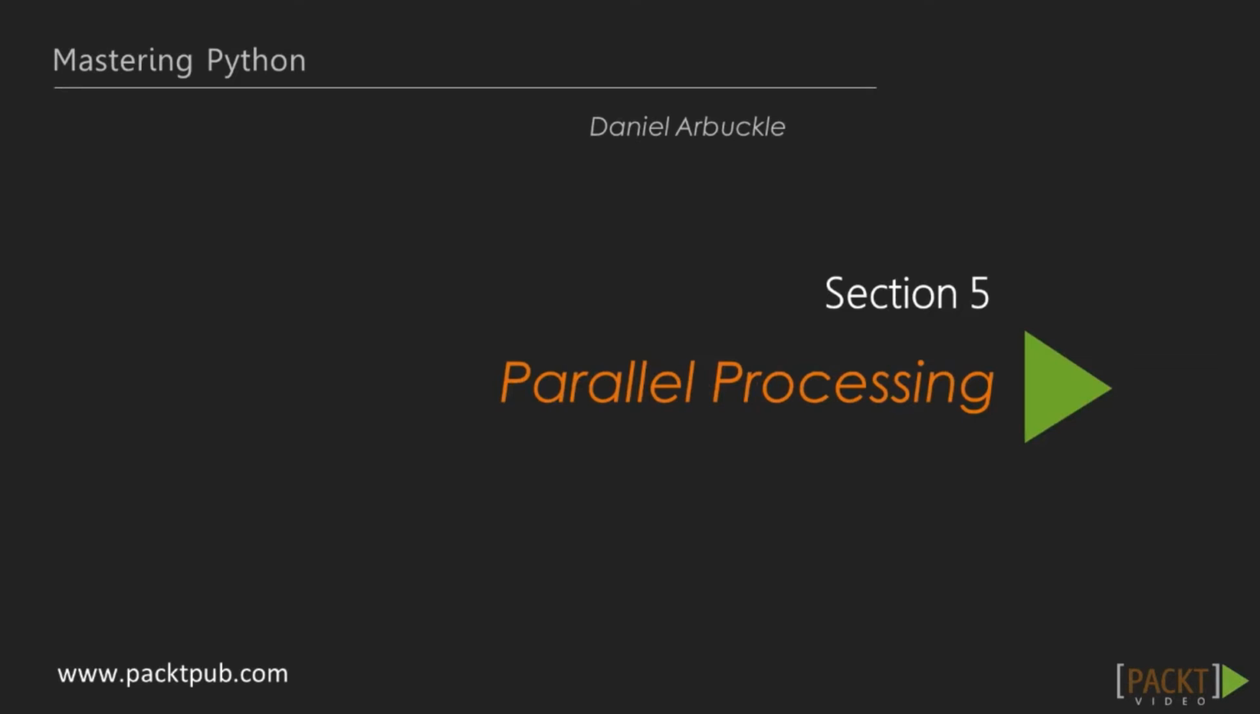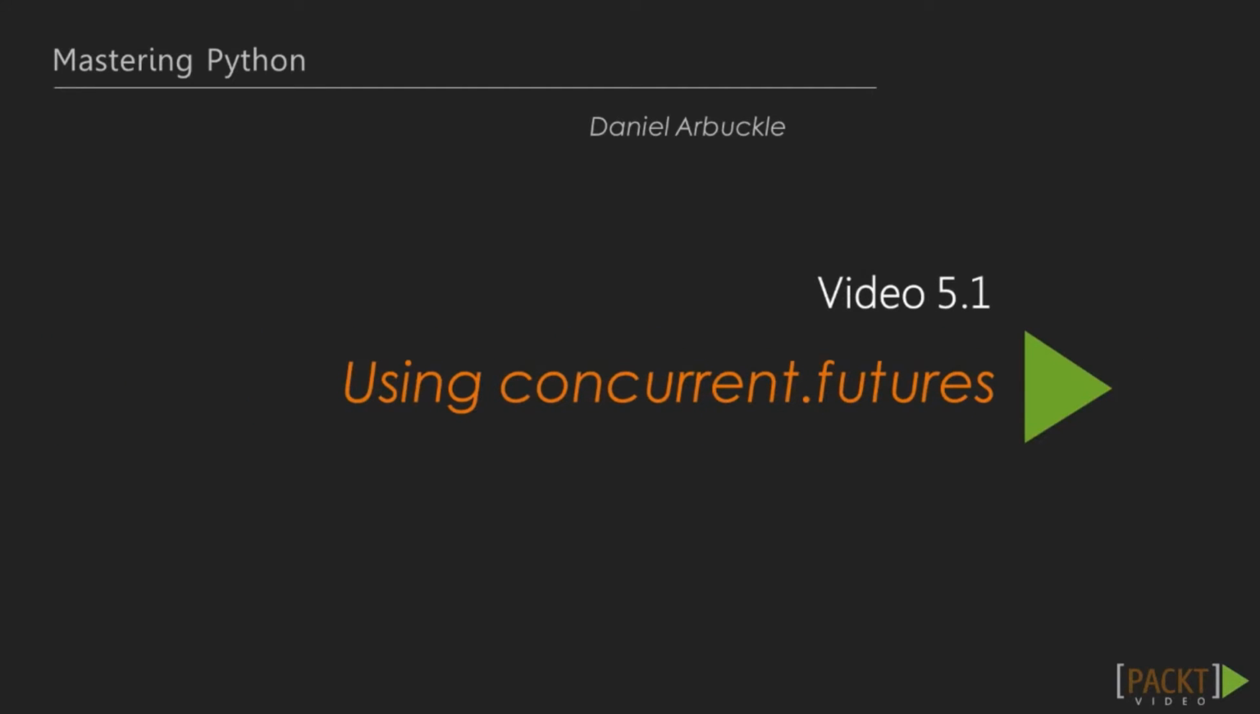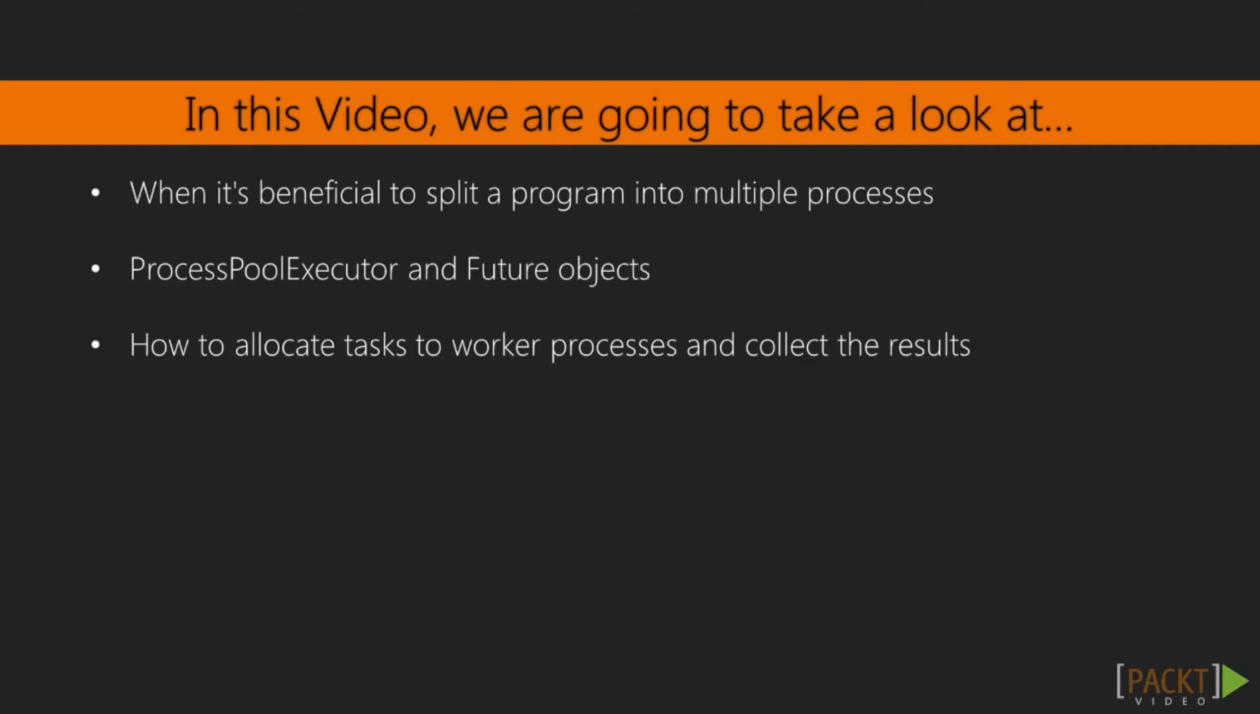Section 5, Parallel Processing. 5.1, Using concurrent.futures. We're going to look at when it's beneficial to split a program into multiple simultaneous processes. Then we're going to see how process pool executor and future objects allow us to farm out tasks to worker processes.